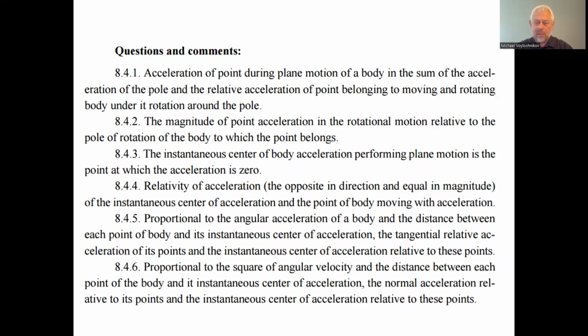Mu we can get, having the angular acceleration of the body and the angular velocity of rotation of the body, as the arctangent of the ratio of the angular acceleration of the body to the squared angular velocity.